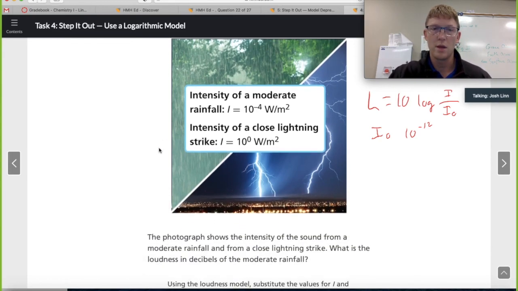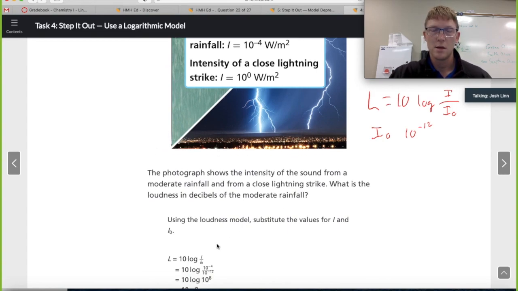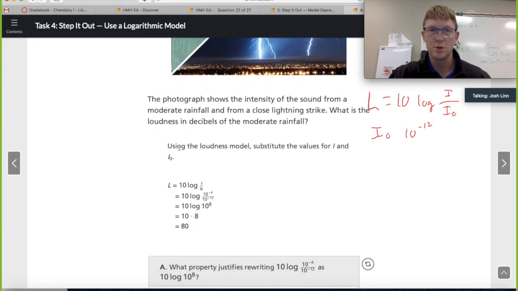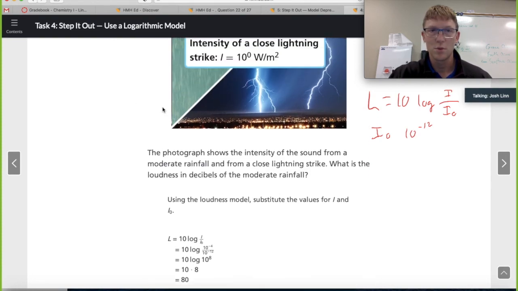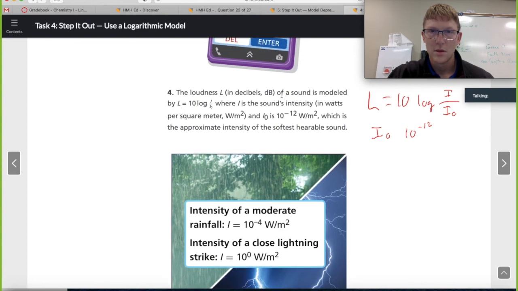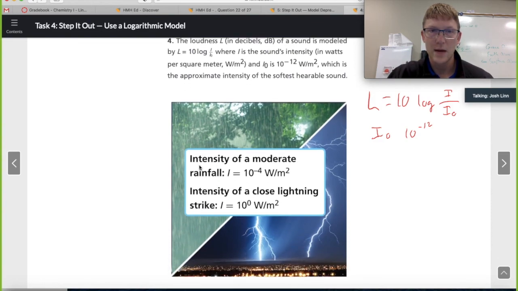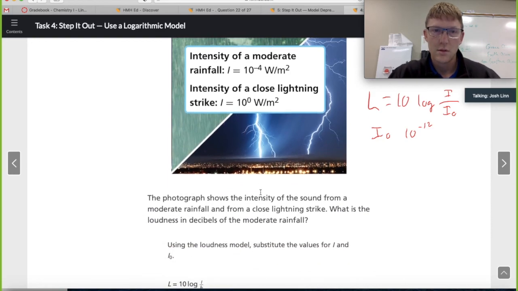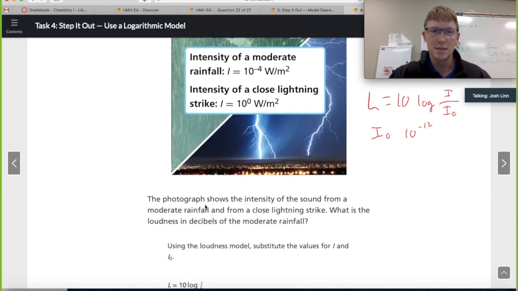So we come down here and we are asked to use the loudness model. Okay, the intensity of a moderate rainfall is given here. The intensity of a close lightning strike is I equals 10 watts per meter squared. What is the loudness in decibels of moderate rainfall?